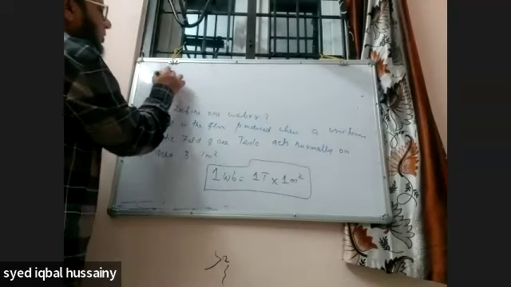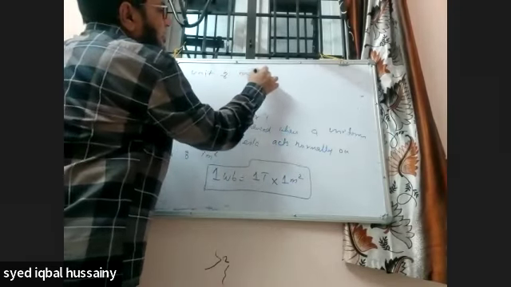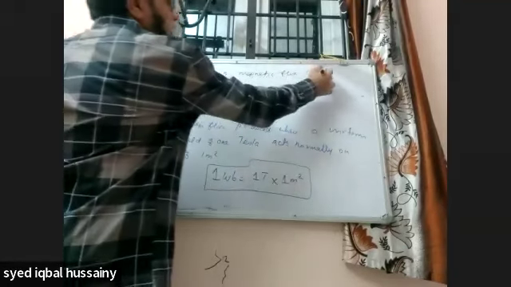CGS unit of magnetic flux. Anyone tell me what is CGS? Centimeter gram second. What is MKS? Meter kilogram second. Very good.